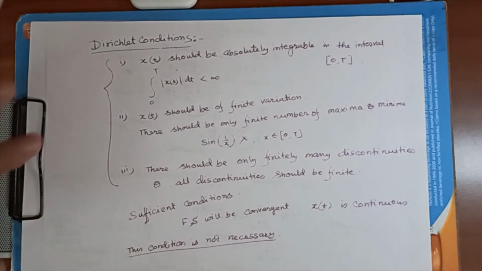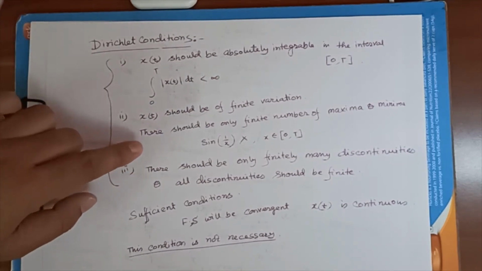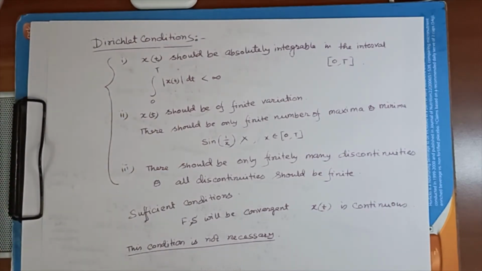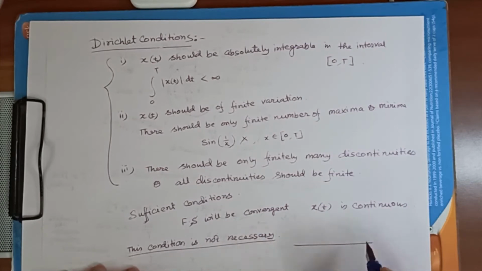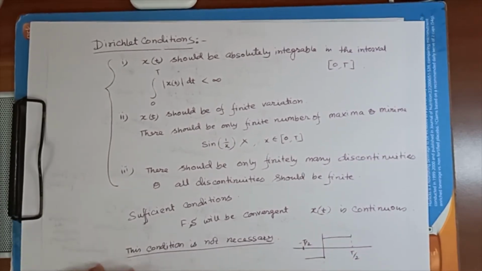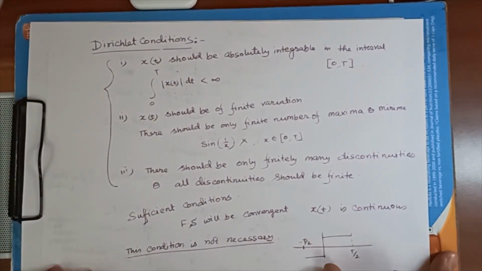But in our network theory or even signals and systems course, our signals are not pathological, so we will not come across functions like sin(1/x). Whatever signals we see will mostly be continuous. If not continuous, there can be only finitely many discontinuities. For example, a square wave has one discontinuity in one period. Suppose this is from minus T by 2 to T by 2. In this interval there is only one discontinuity, which has some amplitude. These kinds of functions satisfy the Dirichlet condition, and we should expect that they have a convergent Fourier series.